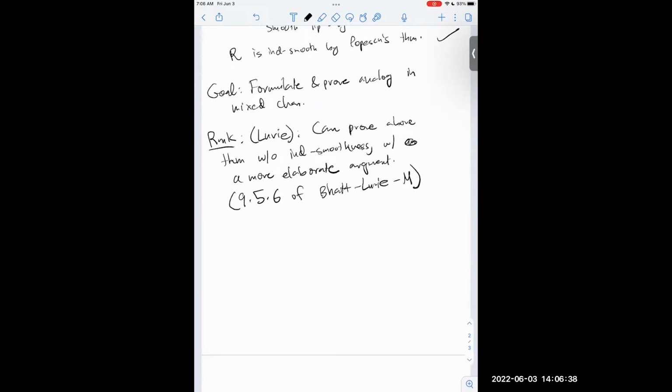Okay, so now that we know the Cartier isomorphism for regular F_p algebras, a natural question you can ask is which other F_p algebras satisfy the Cartier isomorphism?